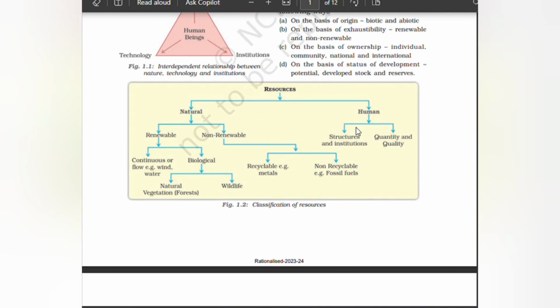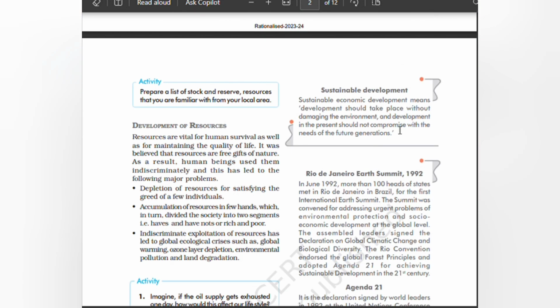Resources: natural and human. Renewable, non-renewable, structures and institutions, quantity and quality. Renewable is again classified as continuous or flow: wind, water, biological, into natural. Vegetation, forests and wildlife. Non-renewable into recyclable metals and non-recyclable fossil fuels. Human structures and institutions, quantity and quality.